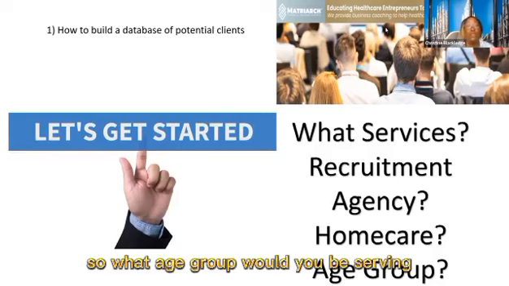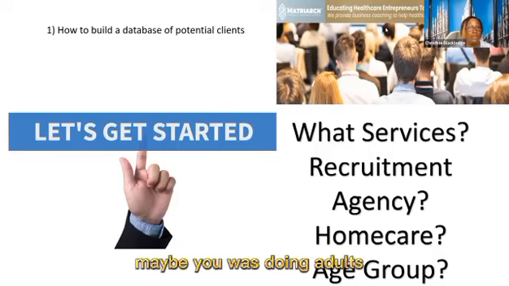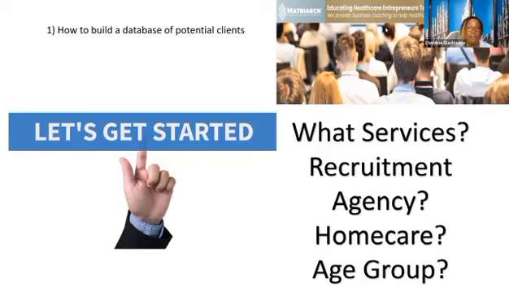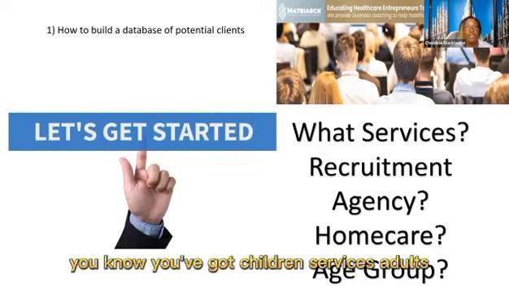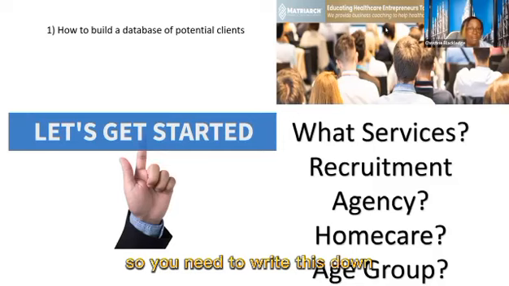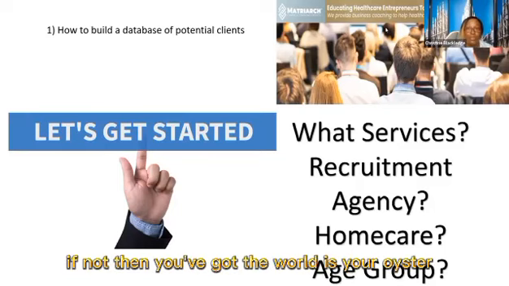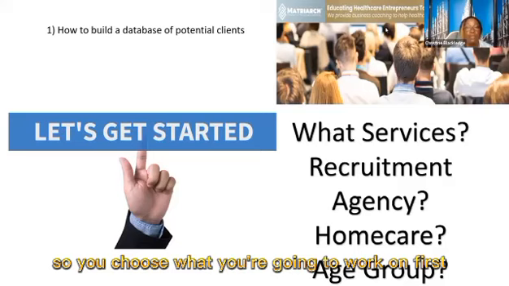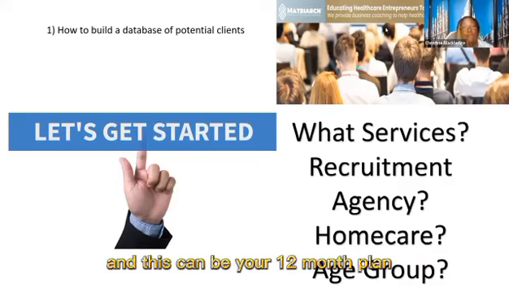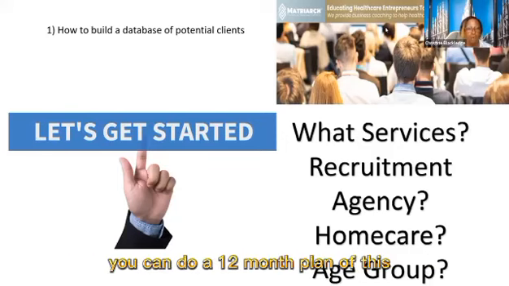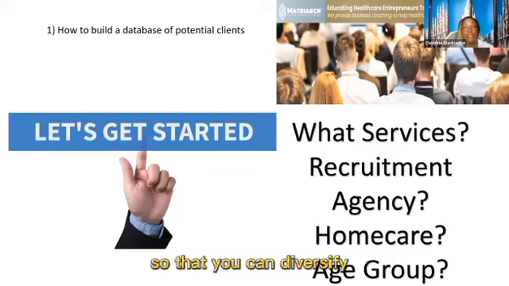Okay, so what age group will you be serving? Maybe you was doing adults. Maybe you want to look at doing children's services. You know, you've got children's services, adults. There's also elderly as well. So you need to write this down and think about diversifying if you are a business up and running. If not, then the world is your oyster. So you choose what you're going to work on first, and this can be your 12-month plan. And the same for business owners up and running. You can do a 12-month plan of this so that you can diversify.